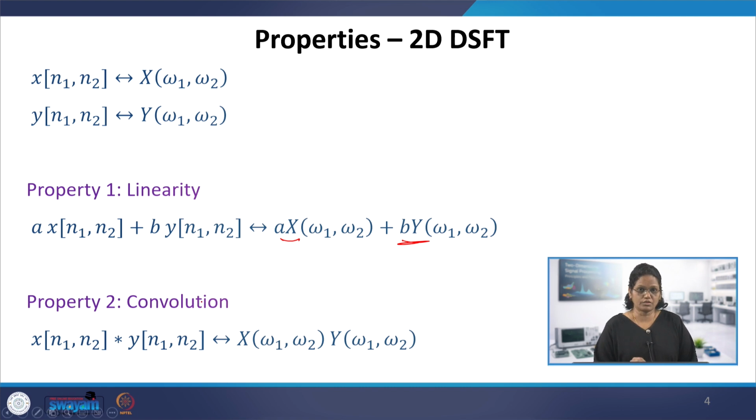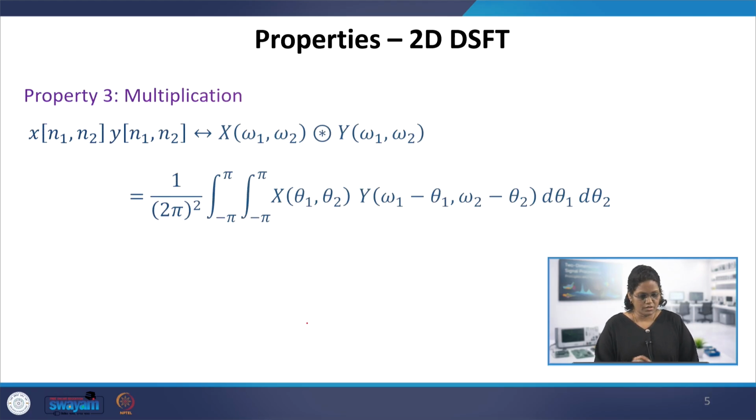And the convolution we learnt in 1D, this linear convolution, x convolving y in the 2D sequences would give X into Y, that is the multiplication of X and Y. So this is what we mean by linear convolution. If you know the DSFT of x and the DSFT of y, simply multiplying them would give the DSFT of the convolved sequence. And when the signals are multiplied in the time domain, that is equivalent to convolution in the frequency domain. We should note that this is a circular convolution, not the linear convolution.